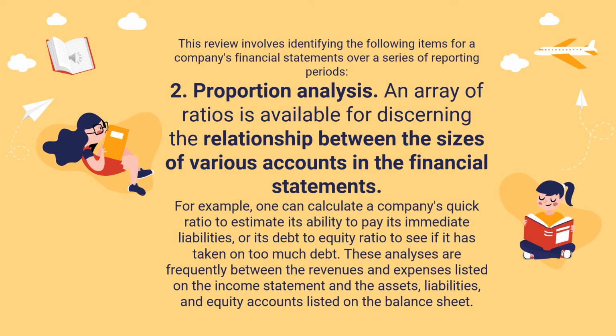Number 2, proportion analysis. An array of ratios is available for discerning the relationship between the sizes of various accounts in the financial statements. For example, one can calculate a company's quick ratio to estimate its ability to pay its immediate liabilities, or its debt to equity ratio to see if it has taken on too much debt. This analysis is frequently between the revenues and expenses listed on the income statement and the assets, liabilities, and equity accounts listed on the balance sheet.